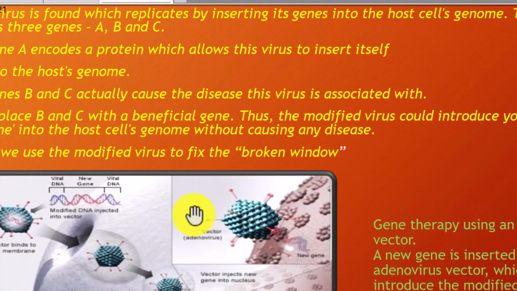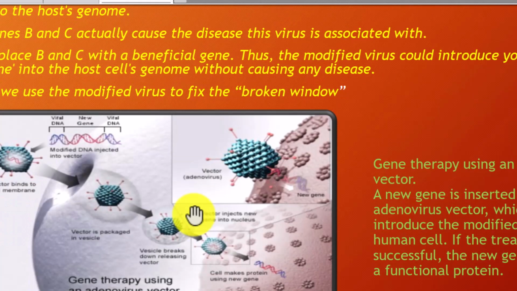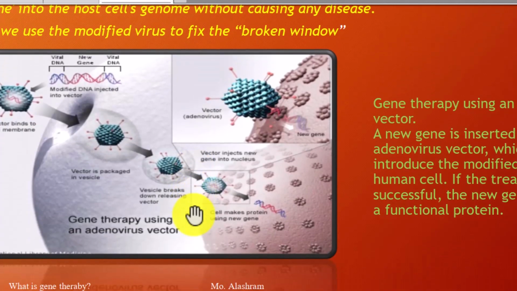Gene A encodes a protein which allows this virus to insert itself into the host genome. Genes B and C actually cause the disease this virus is associated with. Replace B and C with a beneficial gene. Thus, the modified virus could introduce your good gene into the host cell's genome without causing any disease. So we use the modified virus to fix the broken window.